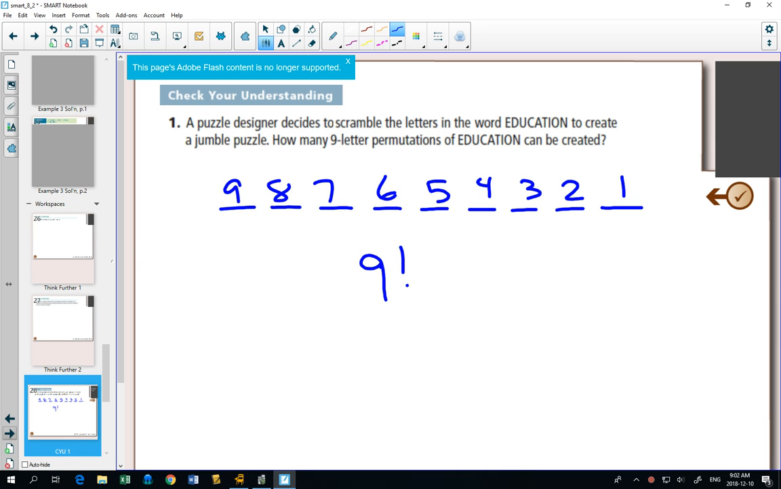So we could do this with spaces. Or we could notice that we could just do 9 factorial because we're multiplying all the way down. And that's a shorter way to write it than writing it all out. Do you know what's neat about the word education? It has all 5 vowels, all only once.